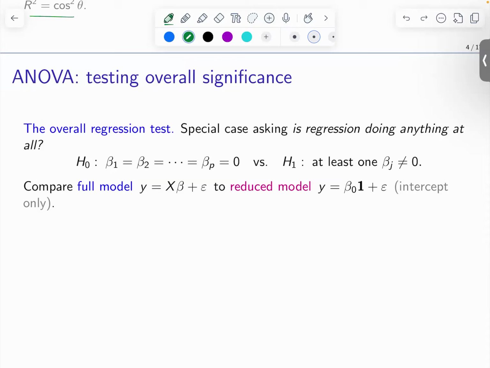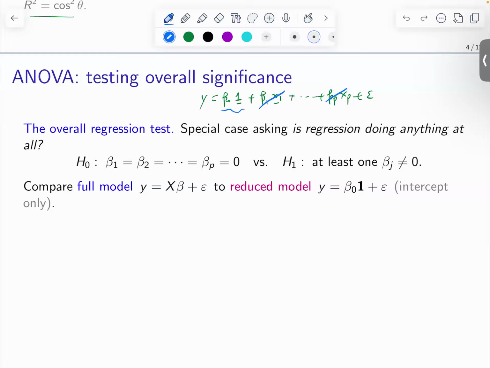Okay, so what is ANOVA? You're testing the overall regression, whether it's doing anything at all. For that, you set all these coefficients to 0. That would be our null model. And when I do that, again, y is beta 0 times 1 plus beta 1 x1 all the way to beta p xp plus epsilon. Once I set all of these equal to 0, what I'm left with is beta 0 times 1 plus epsilon. So that's my reduced model.